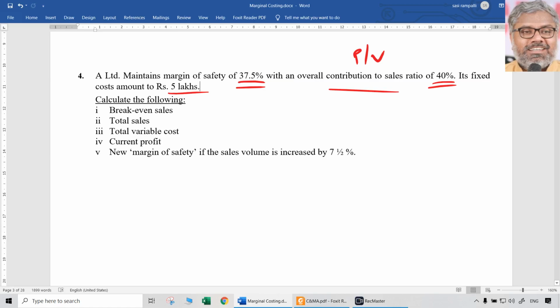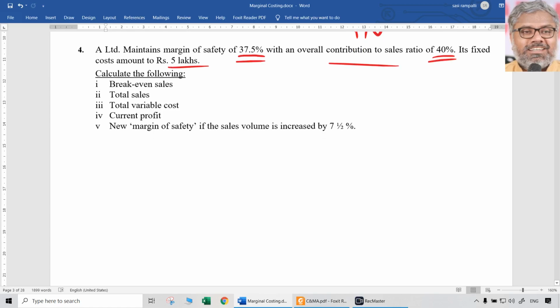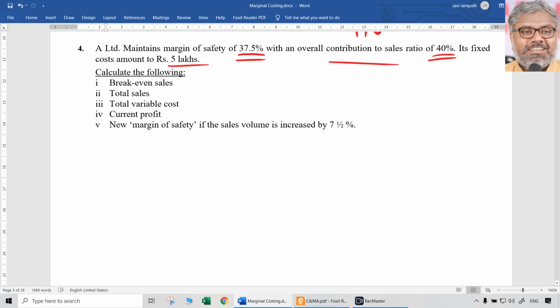And its fixed cost amounts to 5 lakhs. So that is the only absolute number. In any question, what is the absolute number that is available? What are the percentages that are available? We should identify. In this question, the only absolute number available is fixed cost, that is 5 lakhs. What is required? Let us calculate one by one.